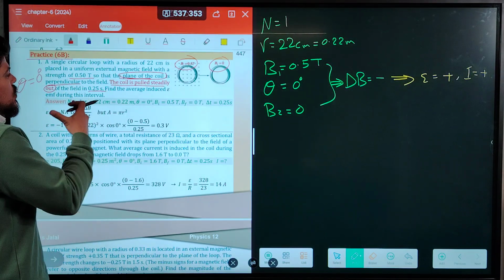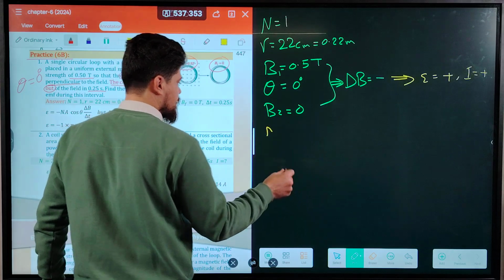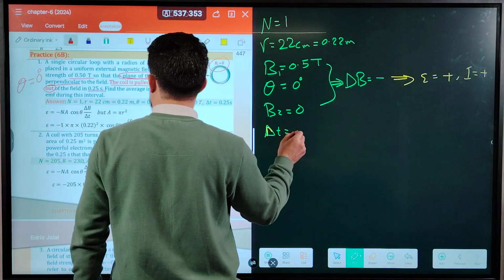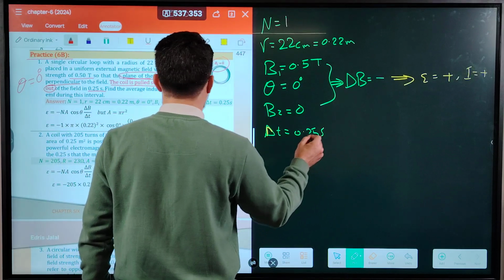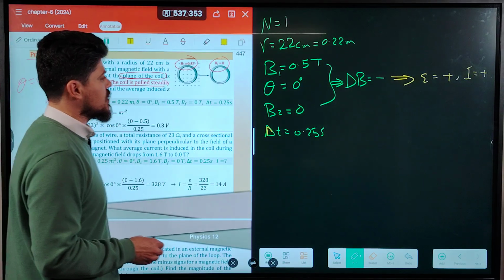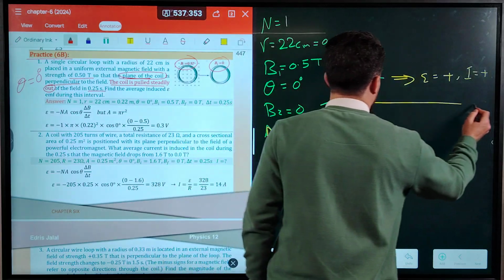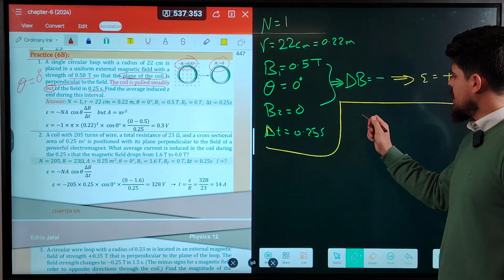In how many seconds was the coil pulled out? In time 0.25 seconds. Find the average induced EMF during this interval. What is unknown? The average induced EMF. Guys, look, how can you determine EMF?